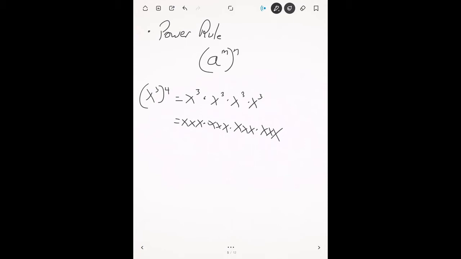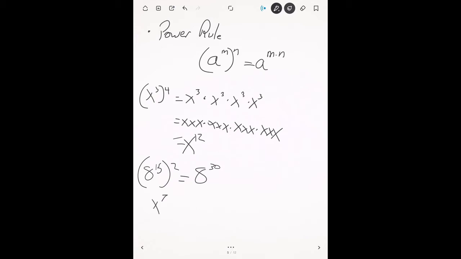Let's take a look and see how many x's am I multiplying together. Well, hopefully you said 12. I'm just multiplying 12 x's together. So this rule says if you have an exponential expression raised to another exponent, all you need to do is multiply the exponents together. So for example, if I was working with really large numbers like 8 to the 15th squared, I could say that's 8 to the 30th.